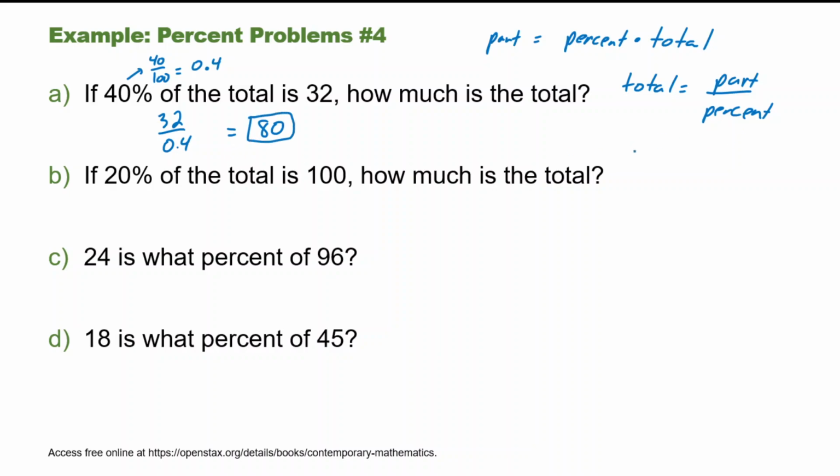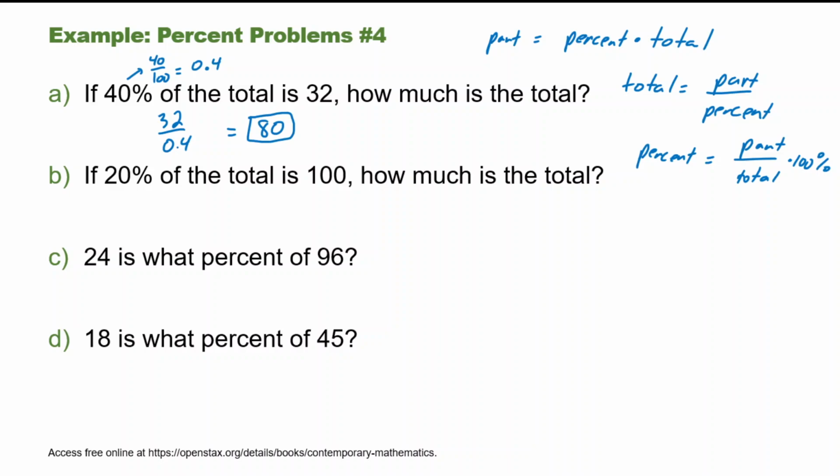I'm going to rewrite all those different formulas. I can say part equals percent times total. Therefore, total equals part divided by percent. And percent equals part divided by total times 100%.